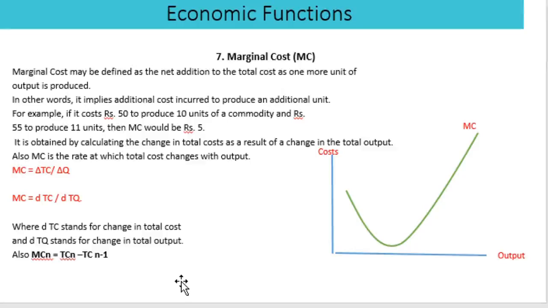That is, marginal cost equals delta TC by delta Q. Or it is the derivative of the total cost function, which can be written as MC equal to dTC by dQ, where dTC stands for change in total cost and dQ stands for change in total output. Or we can write this as marginal cost of n units equal to total cost of n products minus total cost of n minus 1 products.